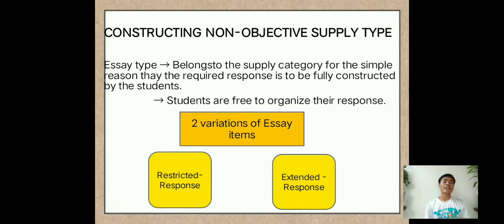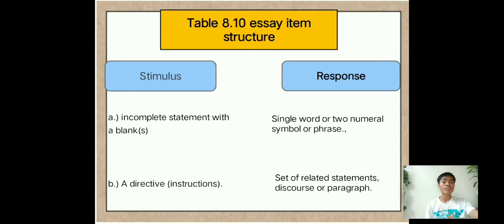So always remember that there are 2 variations of essay items: 1, restricted response, and 2, extended response. In table 8.10, essay item structure, the stimulus and response. For example, number 1, letter A, an incomplete statement with a blank, a single word or 2 normal symbols or phrase. Okay, an incomplete statement like a fill in the blanks.